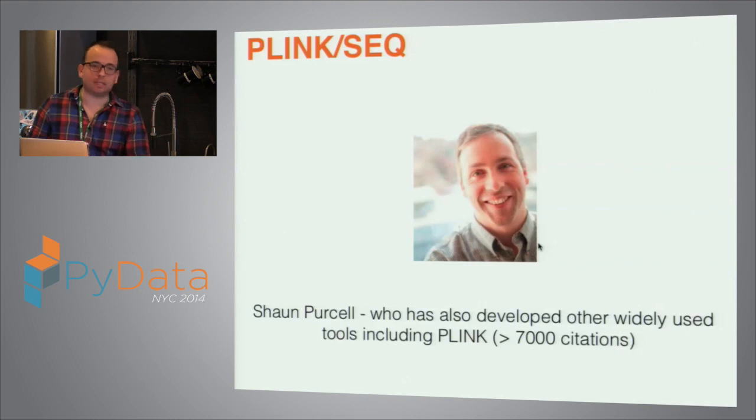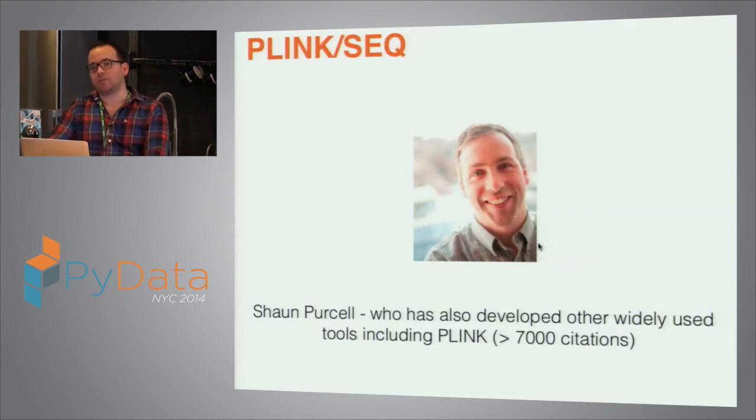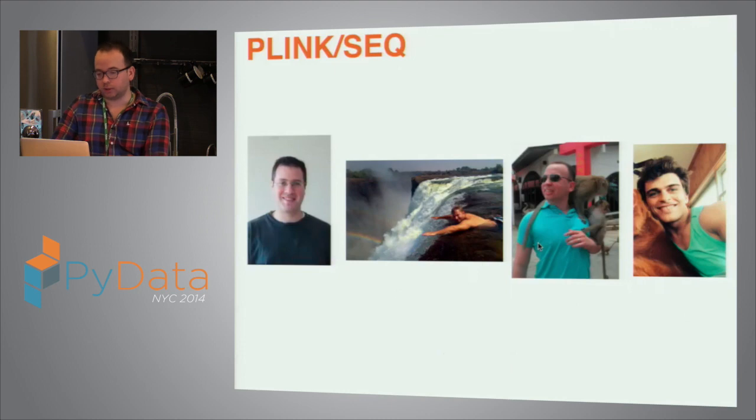PLINK has over 7,000 citations, and it's fair to say that it largely made genome-wide association studies possible. These are studies that, from 2006 to currently, are being carried out to tie common genetic variation and related health traits. So PLINK-seq is developed so that we can tie genome sequence data or DNA sequence data to health data.